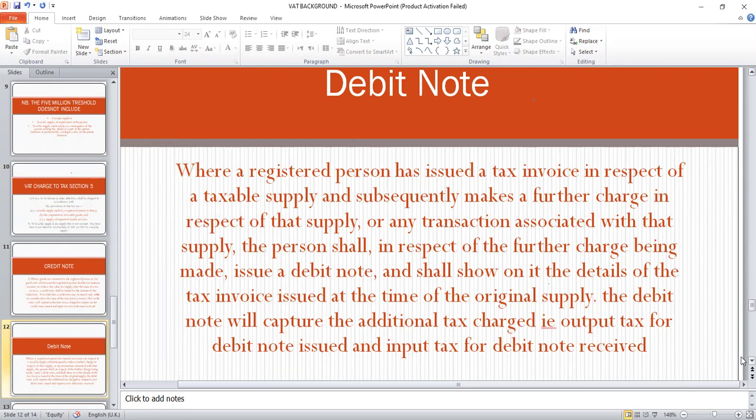For debit note, let's say it is 500,000. Then now you have to increase 100. That means you get now 600,000. The price has increased from 500 to 600. That means now the 100 increase is a debit note. If it is a debit note issued, it will affect the output tax. And if it is a debit note received, it will affect our input tax.